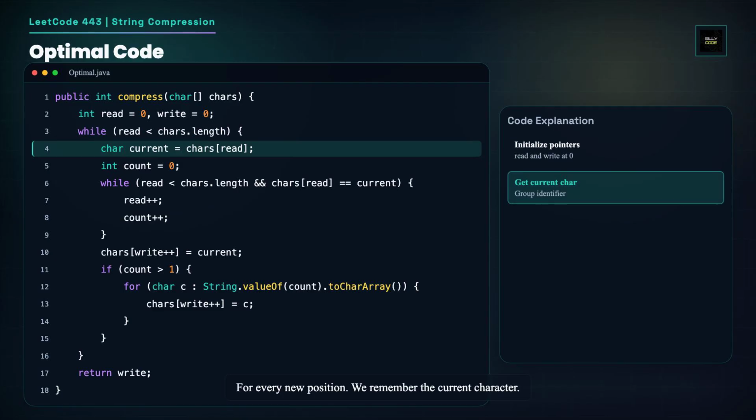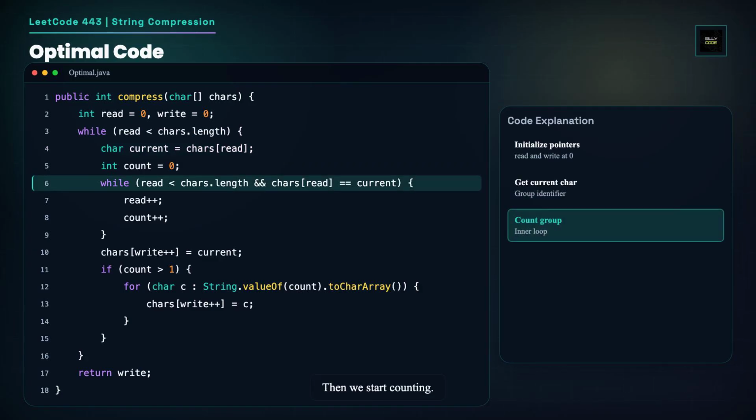For every new position, we remember the current character. Then we start counting. As long as the next character is the same, we keep increasing our count. By the time this loop ends, we know exactly how many times that character appeared consecutively.